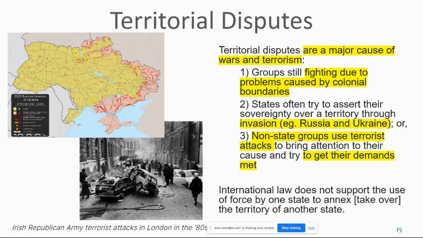So territorial disputes are major causes of war and terrorism. Territorial disputes are disputes over territory, conflict over territory. And so here are some examples of how those cause war and terrorism. Groups are still fighting today due to problems caused by colonial boundaries. States often try to assert their sovereignty over a territory through invasion. Or non-state governments use terrorist tactics to get their demands met. So international law does not support any use of force by one state over another.